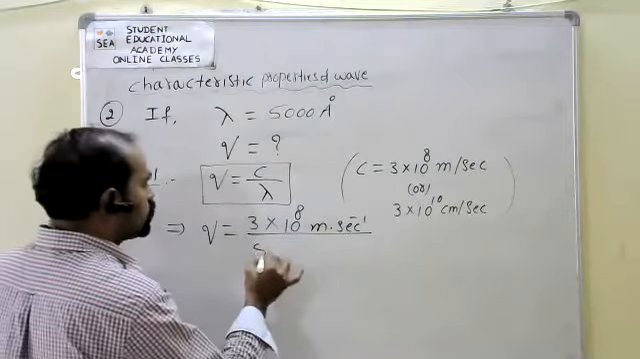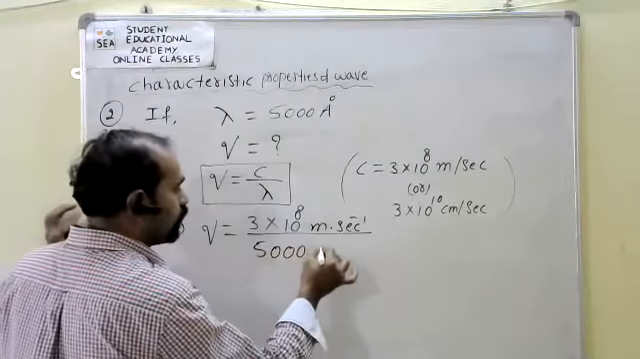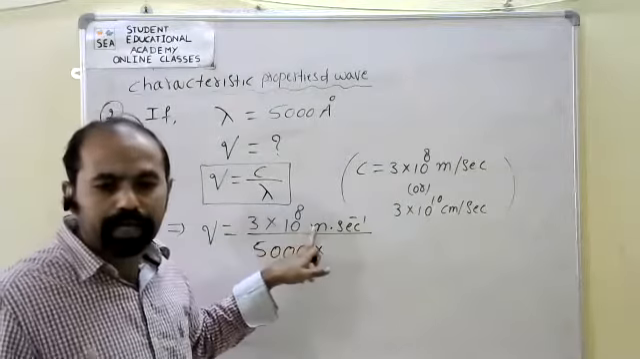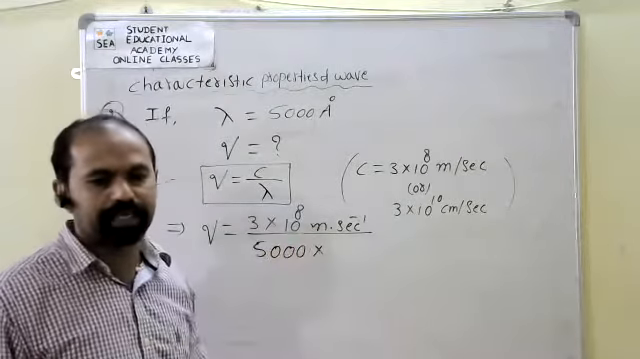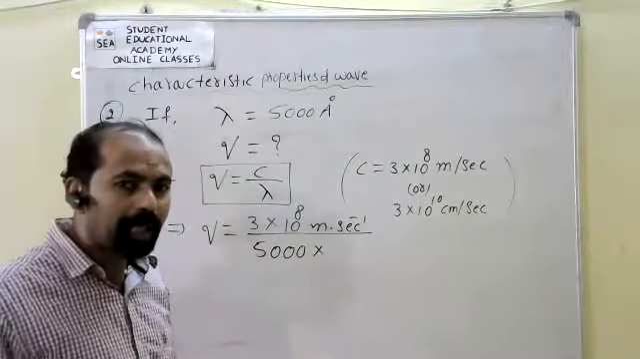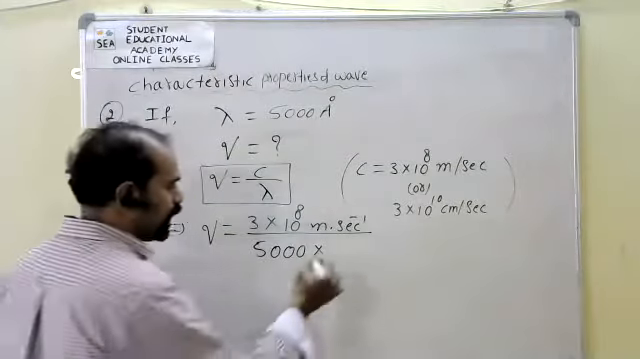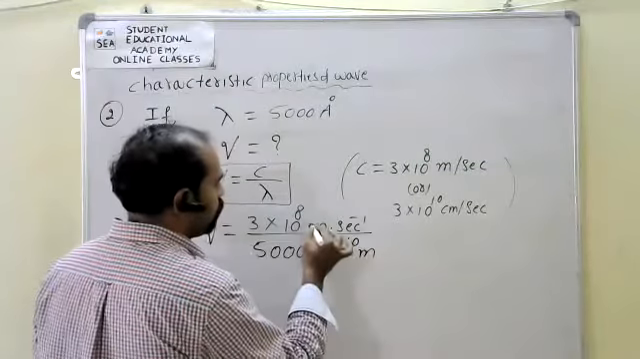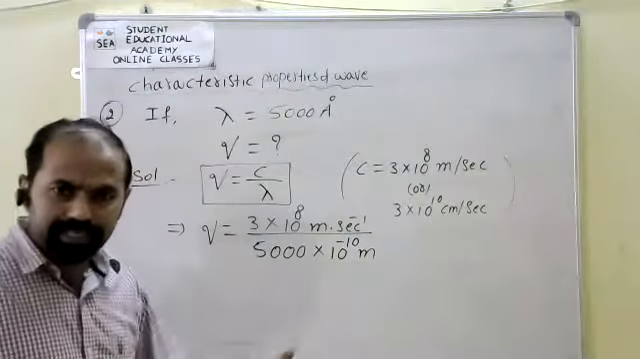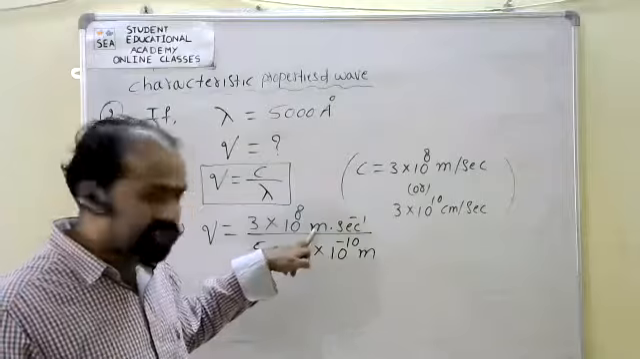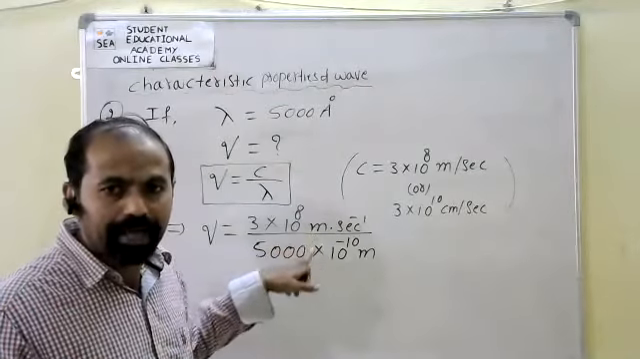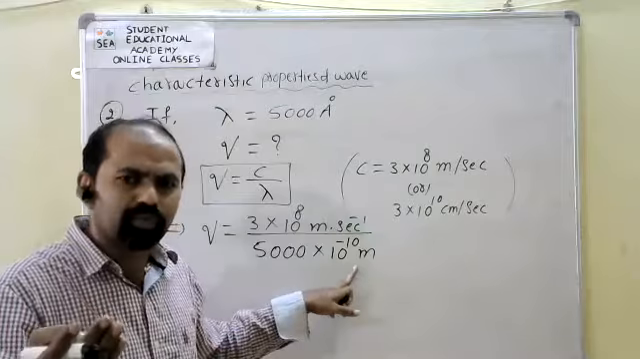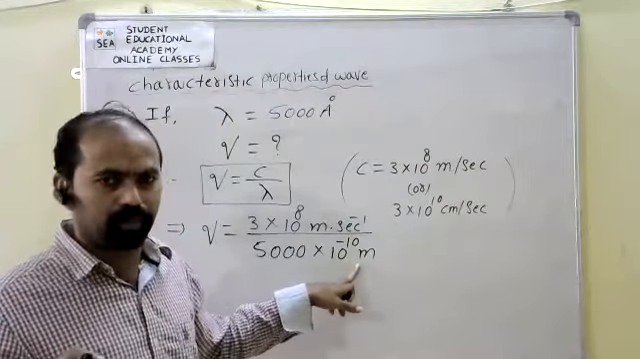Wavelength 5000 angstroms is given. 1 angstrom equals how many meters? 10 power minus 10 meters. Very good, exactly. It is only logic here. You can also convert the angstroms into centimeters. In both cases we get the same answer, no problem.